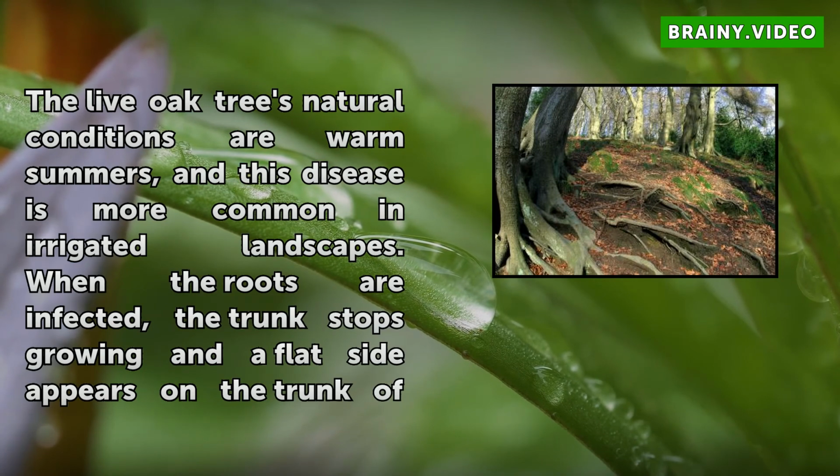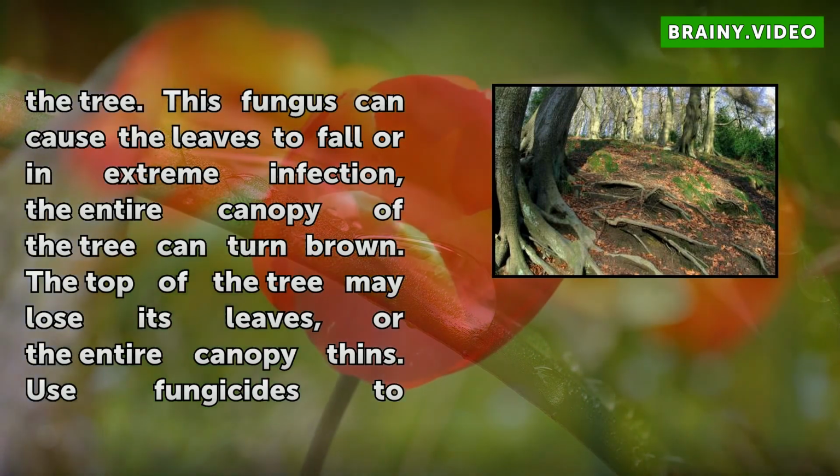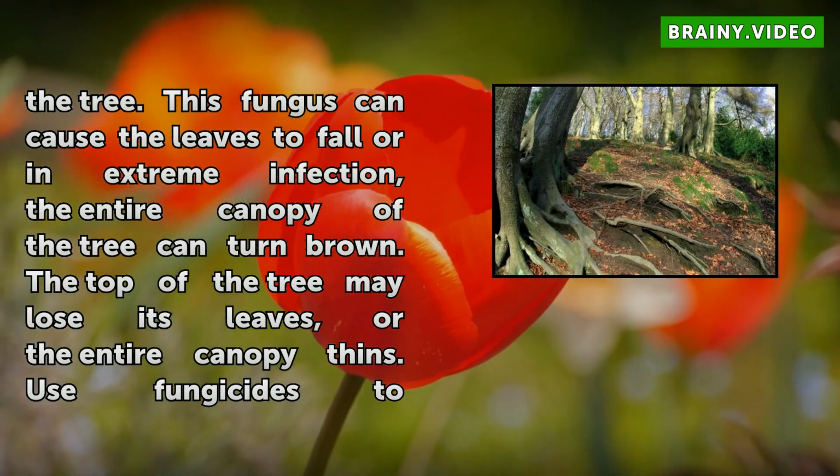This fungus can cause the leaves to fall, or in extreme infection, the entire canopy of the tree can turn brown. The top of the tree may lose its leaves, or the entire canopy thins. Use fungicides to eliminate this fungus, but with severe infections, it may be necessary to remove the tree.